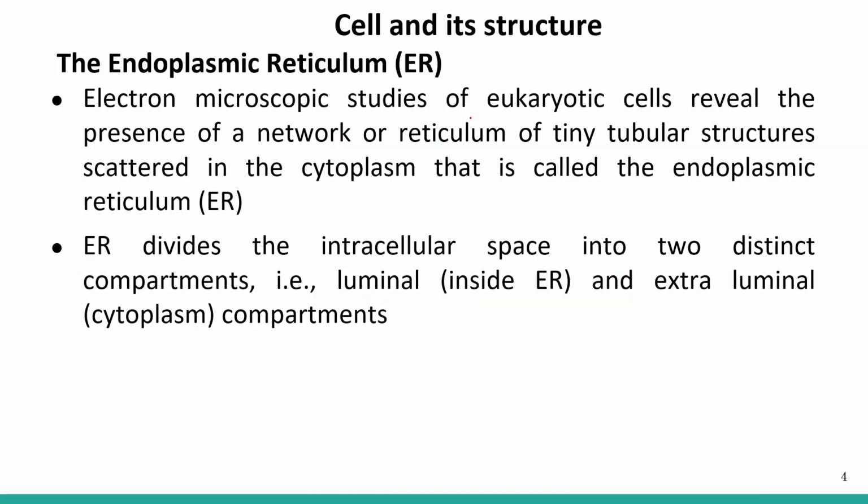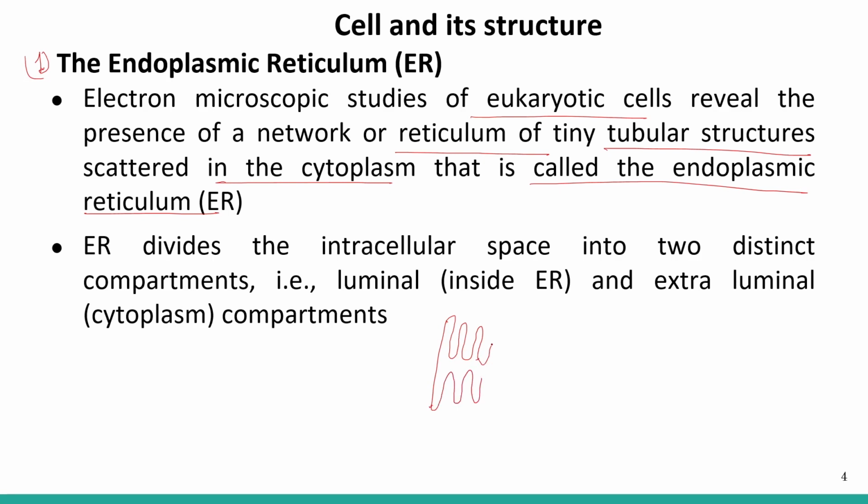Electron microscopic studies of the eukaryotic cell reveal the presence of a network, a reticulum, of tiny tubular structures scattered in the cytoplasm, called the endoplasmic reticulum. The first organelle of the endomembrane system is the endoplasmic reticulum. The endoplasmic reticulum forms a tubular, network-like structure like this. These are the tubular structures, and they are also connected with the nuclear membrane.